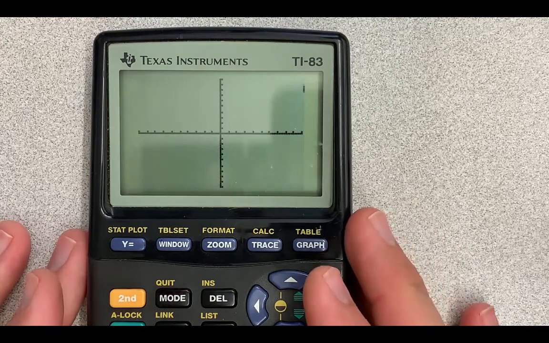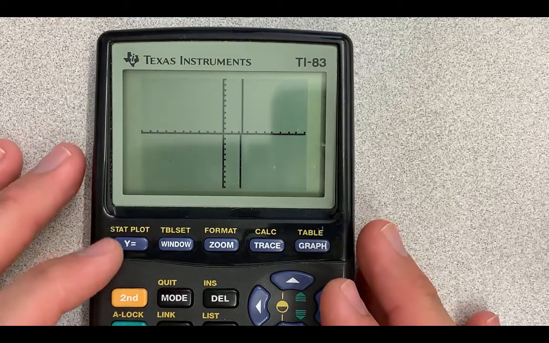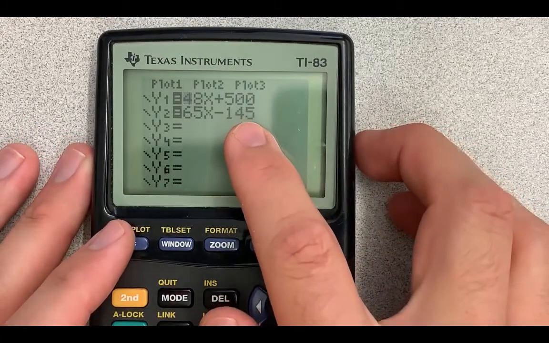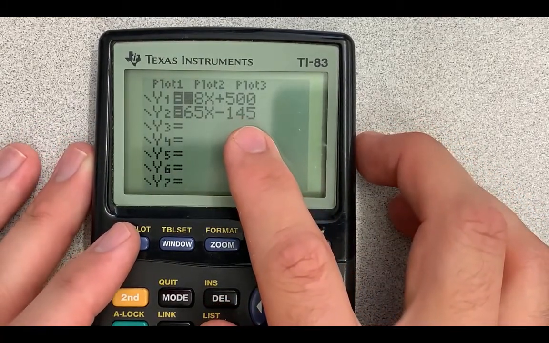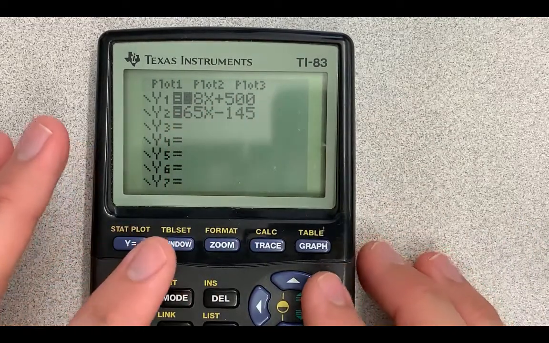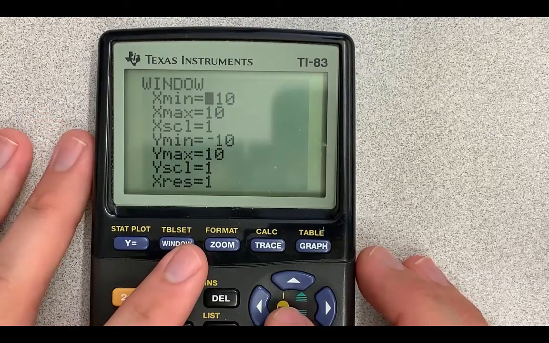Now, when we graph these, we may not be able to see anything. Well, there's one line right there, but we can't see a lot of it because look at how big these numbers are: 500 and negative 145 for the y-intercepts, and the slopes are 48 and 65. Those are pretty big. So what we're going to do is change the window. We're going to go to the window, and we're going to tweak it.